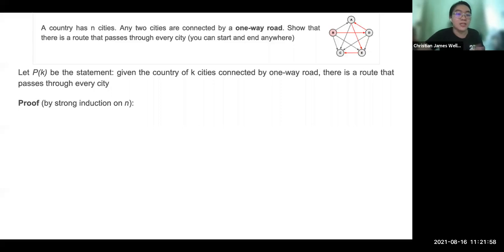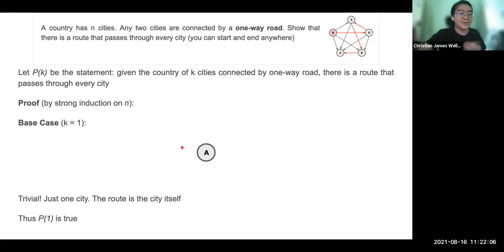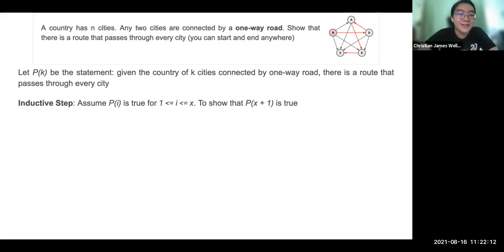So that's the terminology. Base case, K equals 1. We simply have a country with one city. Simple. That one city is the route, the route is the city itself. You start with A and then you're done. P1 is true. The base case is trivial. But the inductive step is where it's interesting.